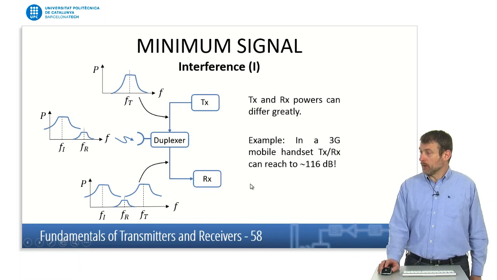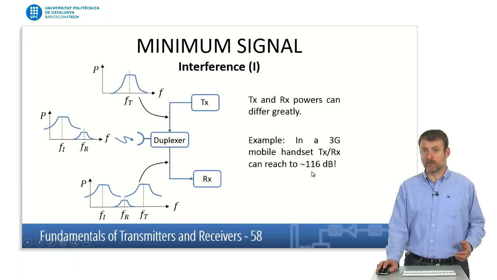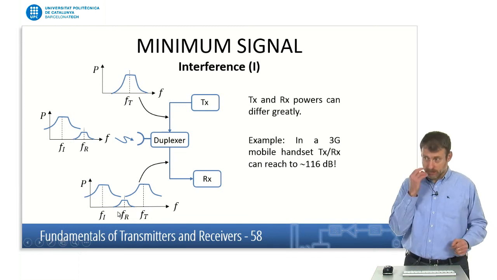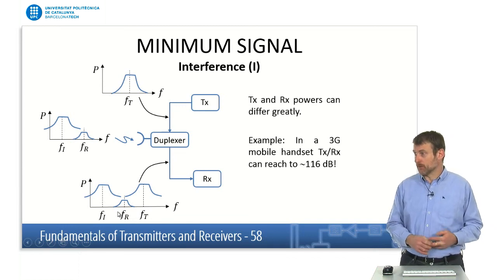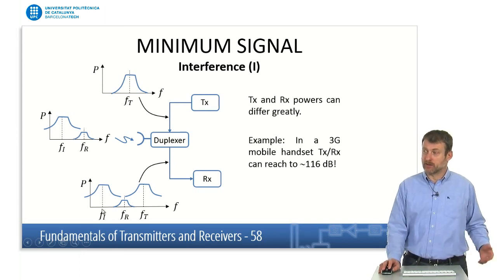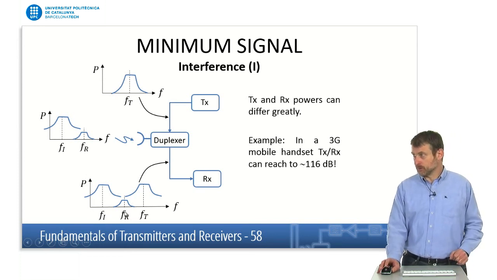For example, in a 3G mobile handset, the ratio between transmitted and received power can reach about 116 dB. This is between 11 and 12 orders of magnitude, which is very, very high. Therefore, for this to work, the transmitting frequencies have to be far enough from the receiving frequencies so that the signals do not overlap in power. The same thing happens for the interference frequency: interferers have to radiate at frequencies sufficiently far away from our received frequencies so that this interference can be tolerated.